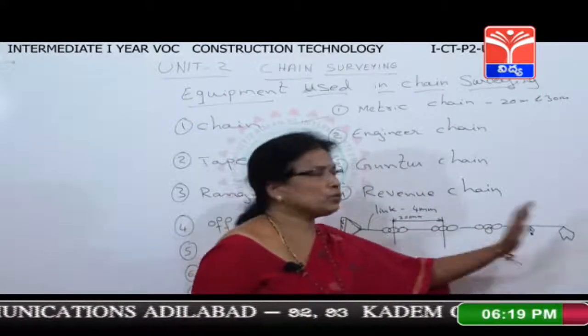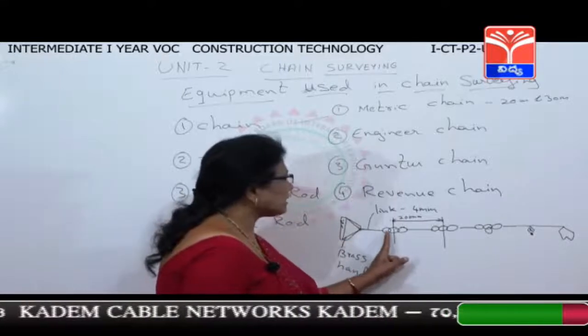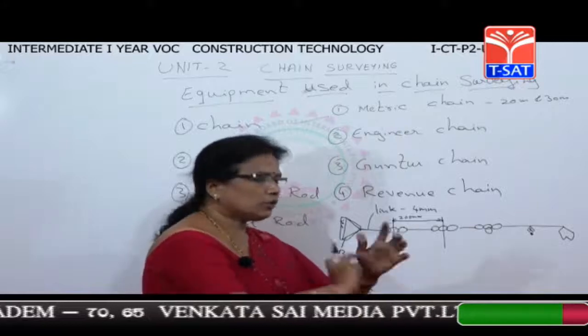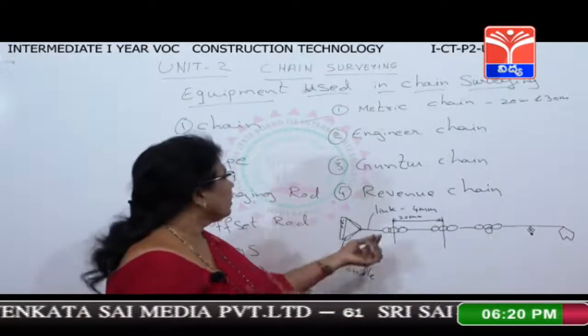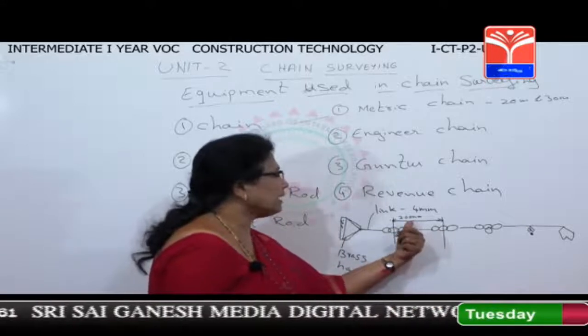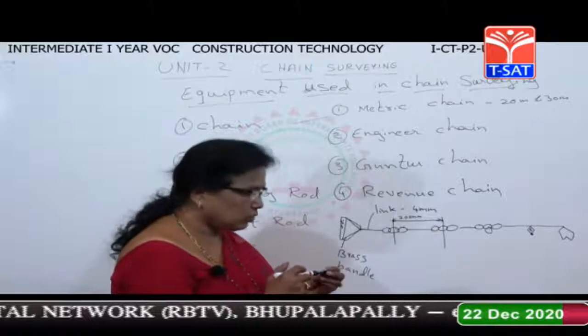For every 5 meters, you have a tally. And here, this link is attached with 3 rings, which is flexible so that you can fold the chain. From the center of this ring to the center of the ring, the length of the link is 200 mm. Now, I will show you the chain.